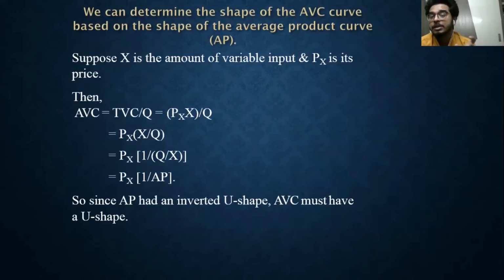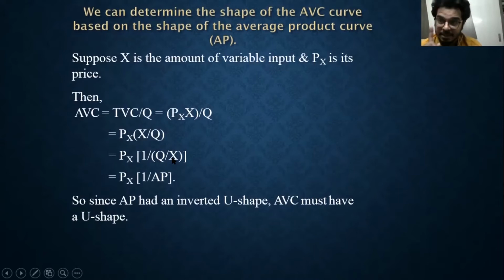Total variable cost can be shown as the price of the variable input times the number of variable inputs. So you can see over here, PX times X divided by Q. I can separate this X by Q, multiply by PX. And this X by Q is nothing but 1 by Q by X.